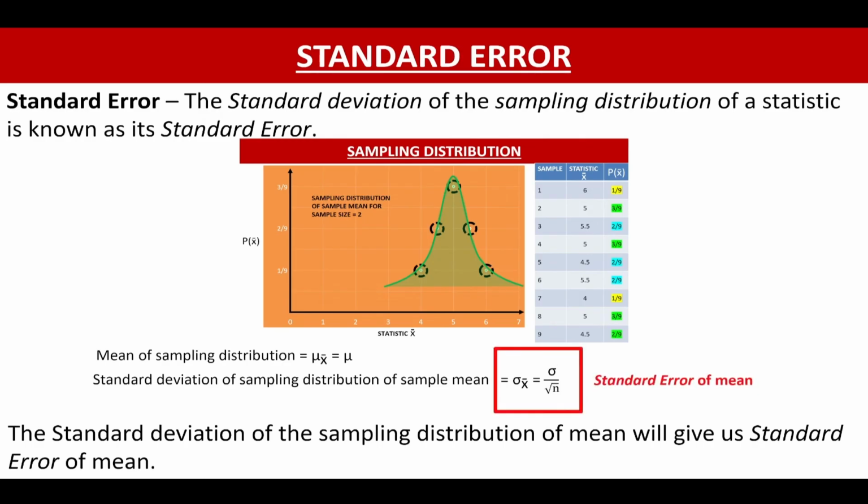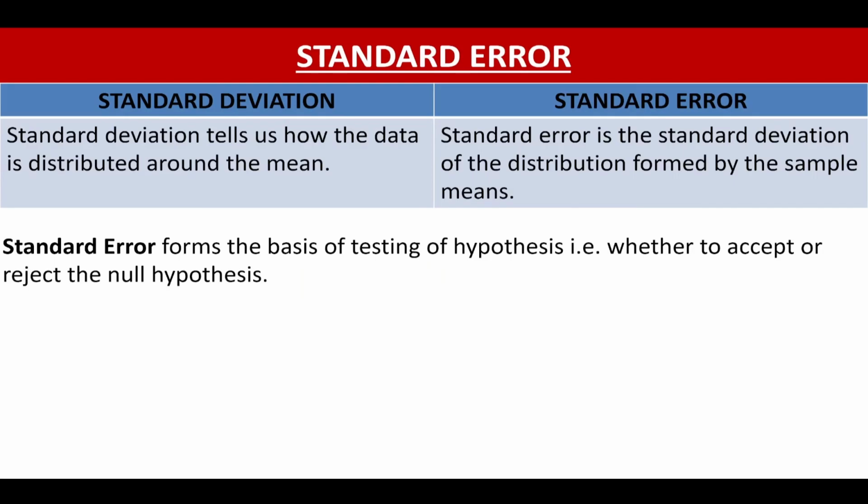So now let us again see the difference between standard deviation and standard error. Standard deviation tells us how the data is distributed around the mean, whereas standard error is the standard deviation of the distribution formed by the sample mean. Coming to the utility, standard error forms the basis of testing of hypothesis, that is whether to accept or reject the null hypothesis. This we will see in the upcoming videos.